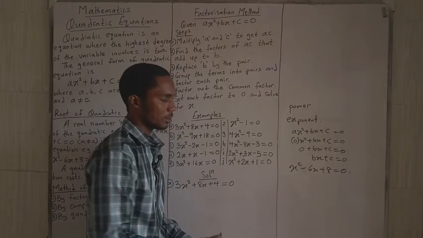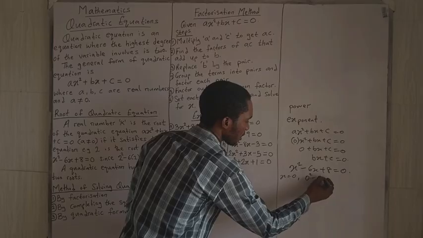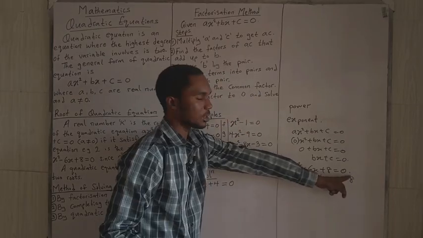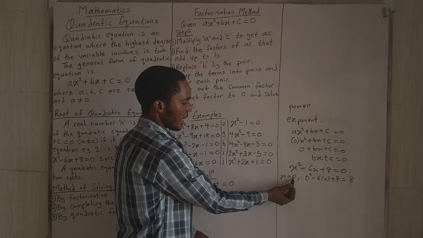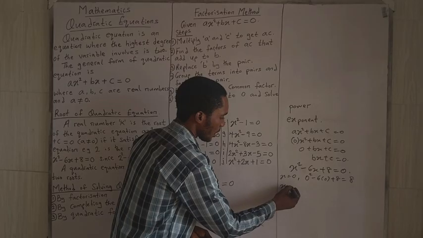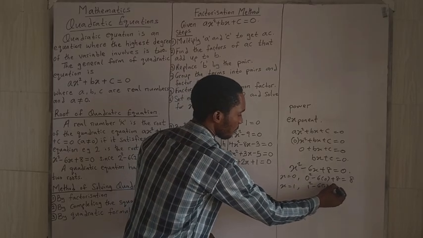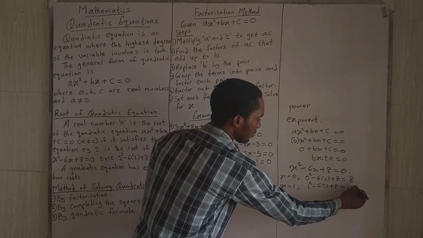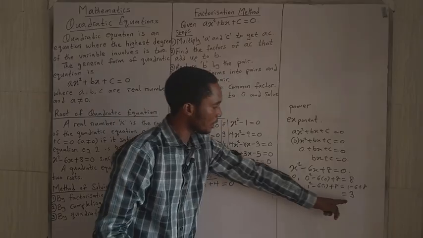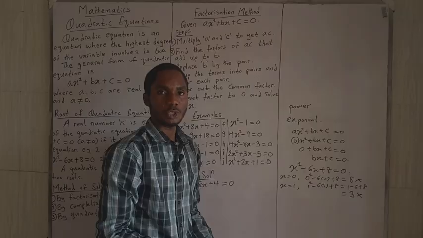Let's assume x is equal to 0. We have 0 squared minus 6 multiplied by 0 plus 8. This will give us 8. It is not equal to 0. That means that x equals 0 is not a root of the quadratic equation. Let's try x equals 1. We have 1 squared minus 6 multiplied by 1 plus 8, and that is 1 minus 6 plus 8. The result of this is 3. It's not equal to 0, so it is not a root of the quadratic equation.